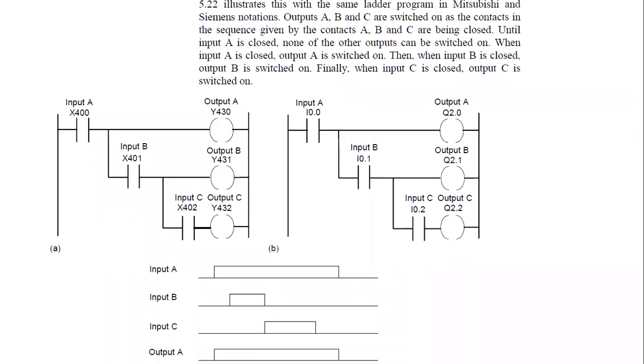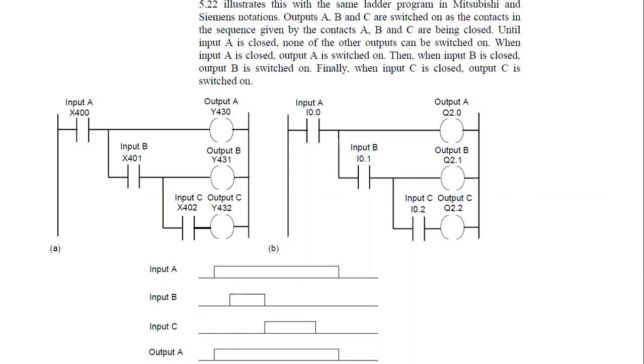outputs A, B, and C are switched on. Here they are, A, B, C. They are switched on as the contacts in the sequence given by the contacts A, that is here, the X400, B, and C are being closed. Until input A is closed, this is like the major switch, that is the X400, none of the other outputs will be switched on.